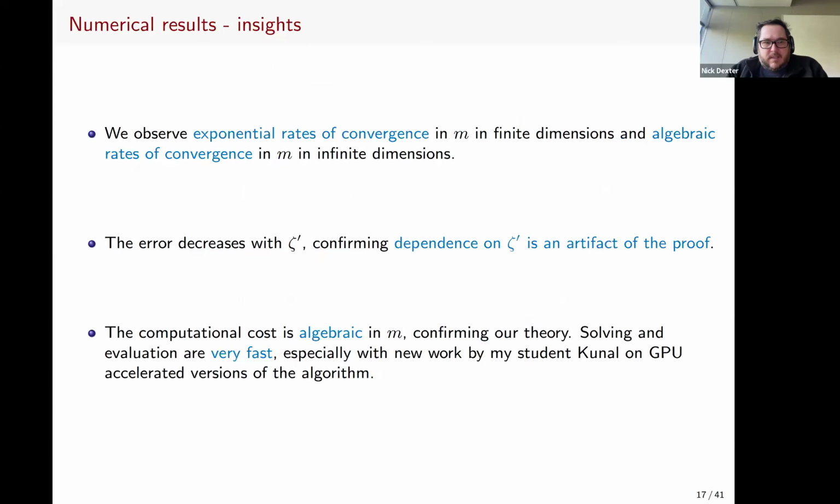Some takeaways. So far we observe exponential rates of convergence in M in finite dimensions and algebraic rates in infinite dimensions. The error decreases here with zeta prime, confirming that this dependence on zeta prime is an artifact of the proof. The computational cost is algebraic in M, confirming our theory, and solving and evaluation are very fast with this setup, especially with new work by my student Kunal on GPU accelerated versions of the algorithm.